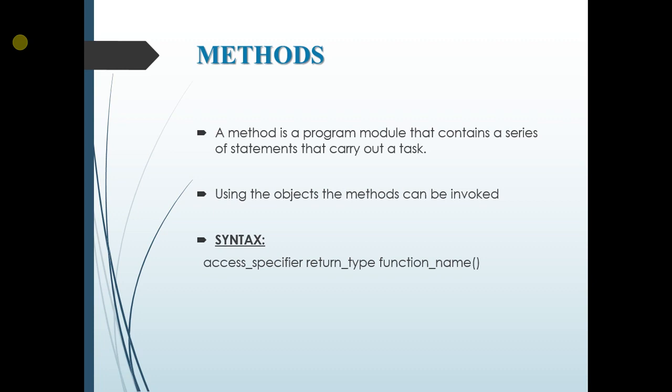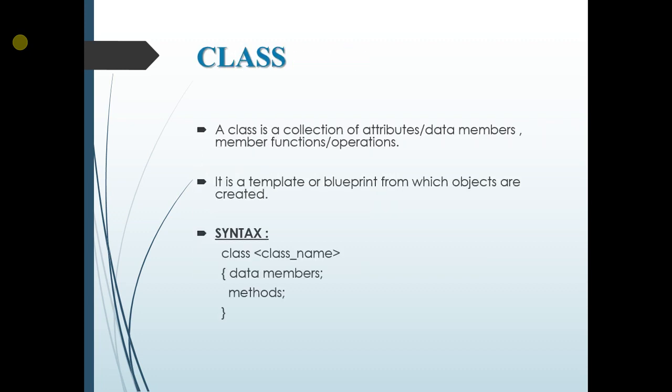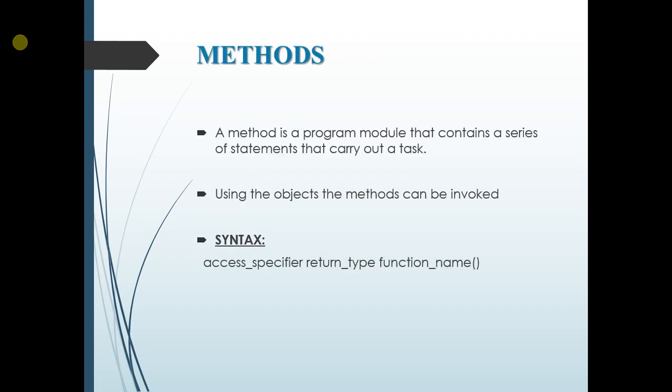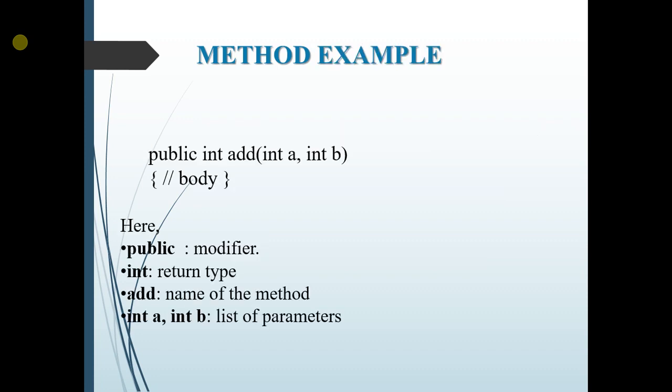Next one is method. A method is a program module that contains a series of statements that carries out a task. As seen in the previous slide, a class is a collection of attributes and methods. To call a method, we create an object to invoke it. The syntax for the method is access specifier followed by the return type and then the function name. In the example, public is the modifier, int is the return type, add is the name of the method, and int a, int b is the list of parameters.